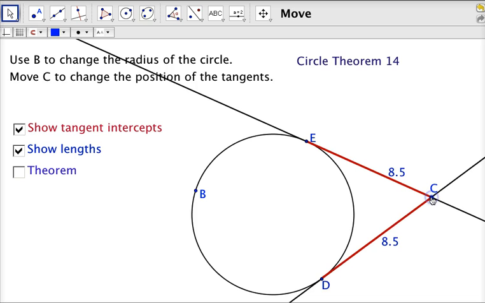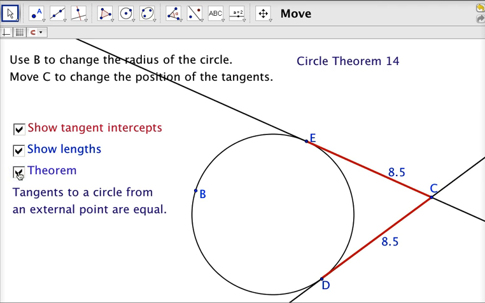So if two tangents are drawn to a circle from any external point, the lengths of the tangents to the circle are equal. So here's the theorem. Tangents to a circle from an external point are equal. Nice and easy, isn't it? Now, I will do the proof for this in the video this afternoon or tonight, whenever I get time. All right? So tangents to a circle from an external point are equal.